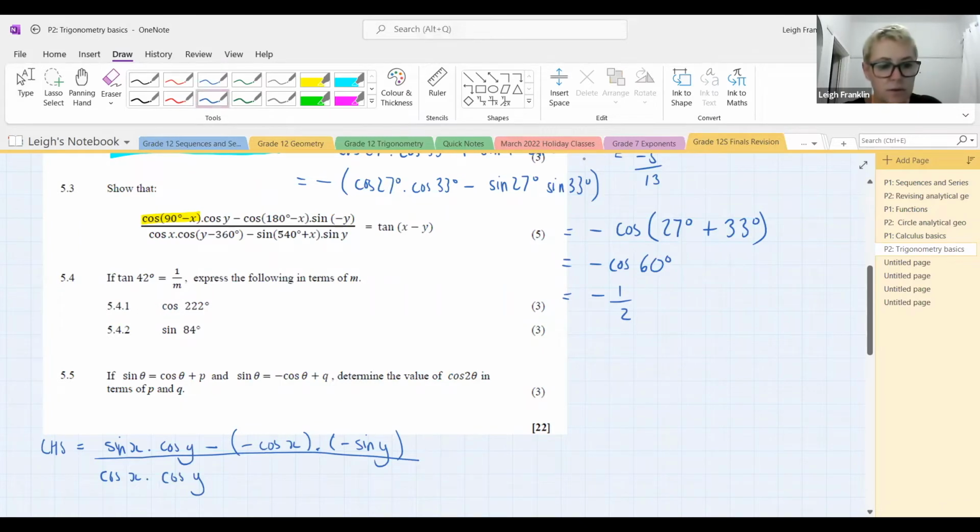Cool beans. All right, the next bit minus, now sine 540 plus x. So what could we do to the 540?